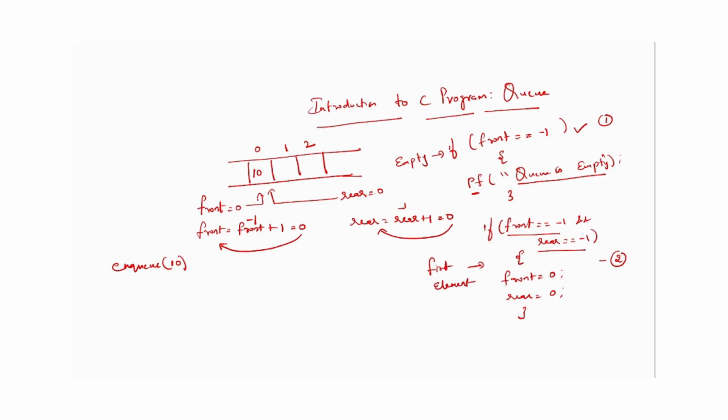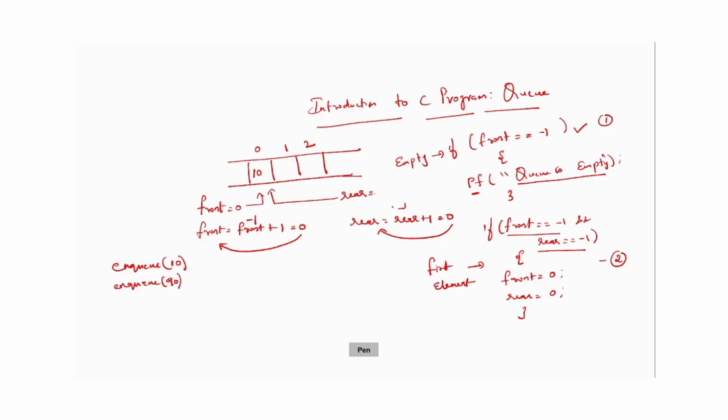So our first element is inserted. What if you want to insert another element? Okay, again you have to call the enqueue function. Suppose I say 90. What should you do now? Simple. Just let front remain 0 and increment rear.